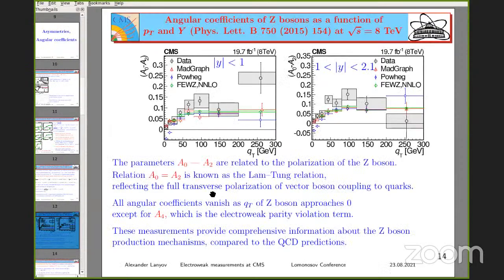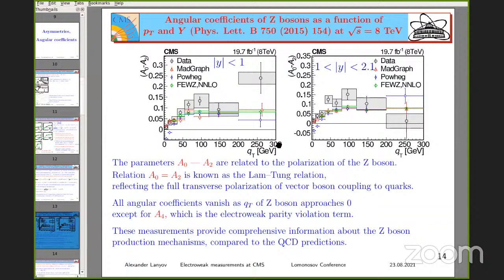And on the next slide, I show some examples of these measurements. Probably the most interesting is the difference between parameters A0 and A2 here. It is plotted as a function of transverse momentum for different values of rapidity. You can see that this quantity is not zero, and this means the violation of the so-called Lam-Tung relation, which reflects the full transverse polarization of the vector boson coupling to quarks.